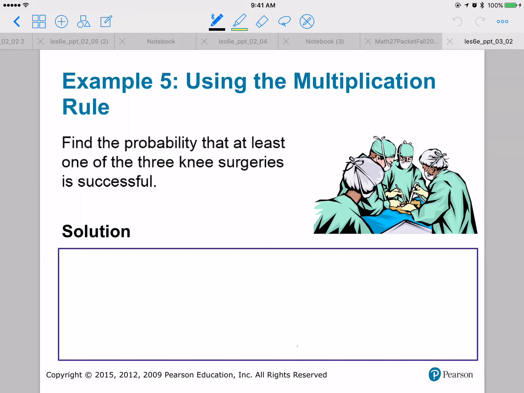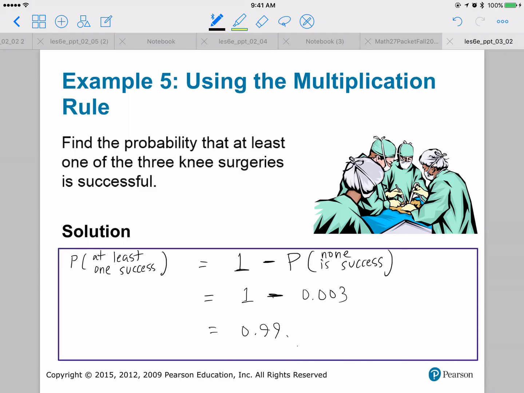So here, the probability that at least one is successful is the same thing as 1 minus the probability that none is successful. Because the complement of at least one is successful is that none is successful. And we just calculated this in the last slide. So we'll have 1 minus 0.003, which is 0.997. So we get 99.7%. Let me try to clean this up a little bit.